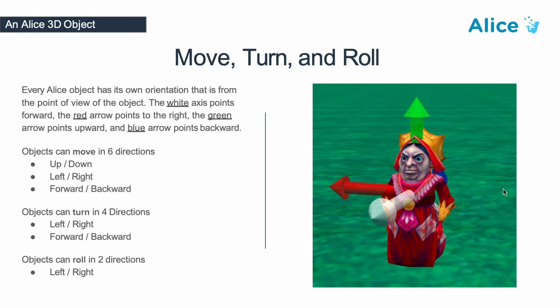Objects can move in 6 directions: up, down, left, right, forward, backward. Objects can turn in 4 directions: left, right, forward, backward. Objects can roll in 2 directions, left, right.